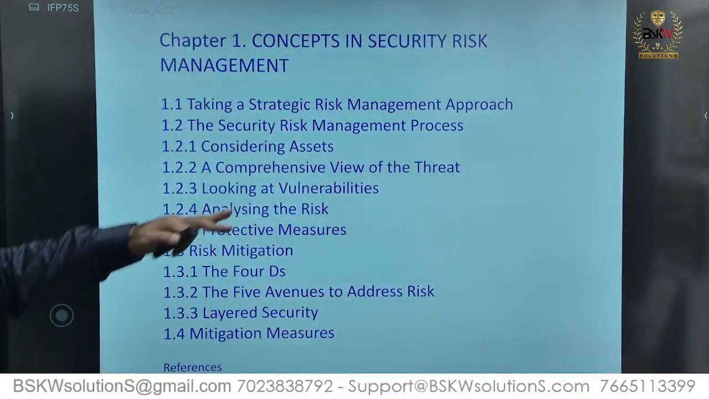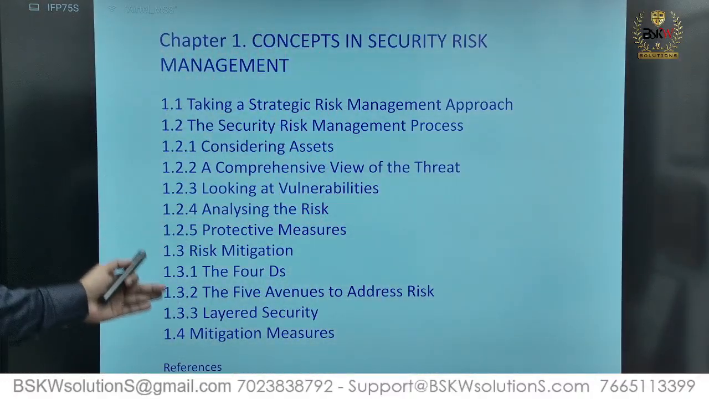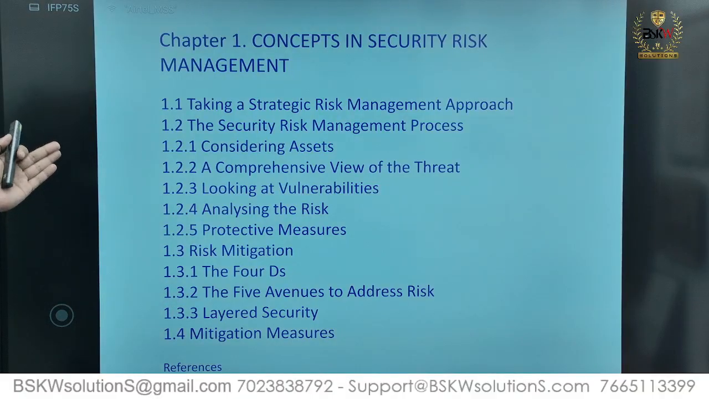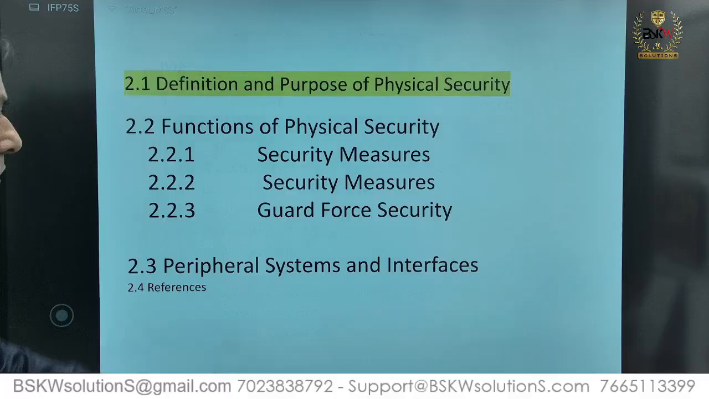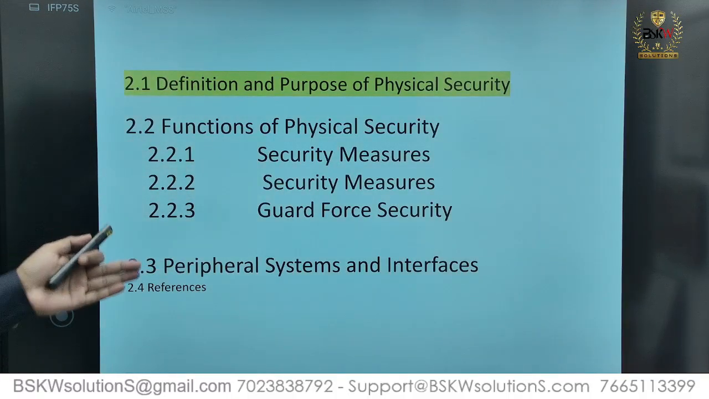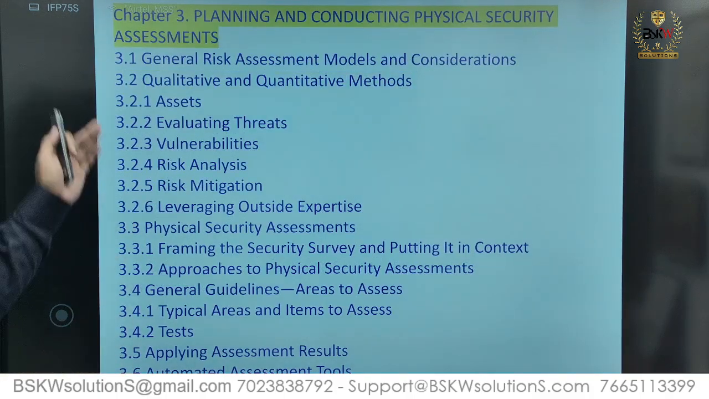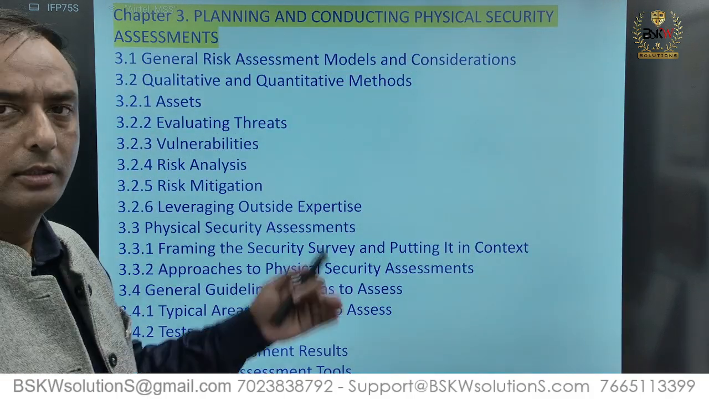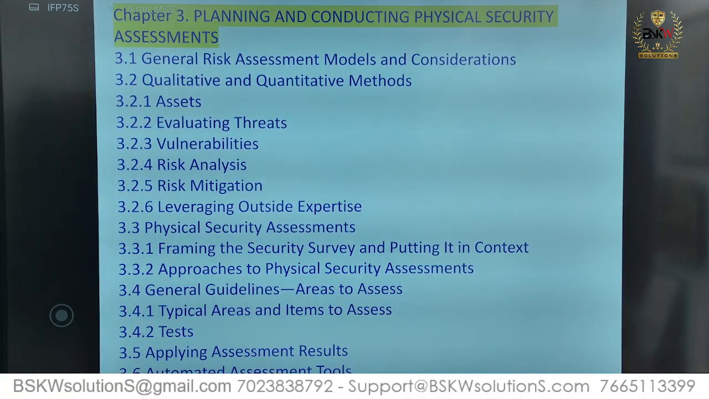Like the first chapter, very important, the concept of security risk management. So those are the topics we are going to cover. Strategic risk management, considering assets, comprehensive view of threats, vulnerability, risk measures, risk mitigations, the 4Ds. We'll have a quick view, then definition and purpose of security, physical security, security measures, and guard for security. This is a smaller chapter, and chapter 3 is important and a little bit of a long chapter.